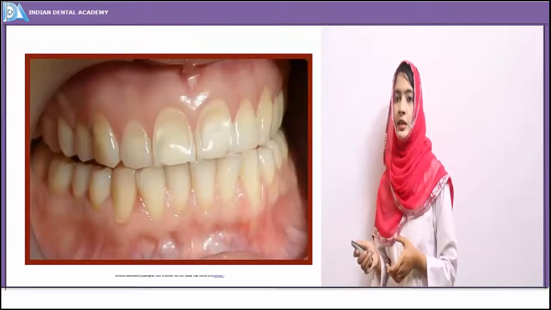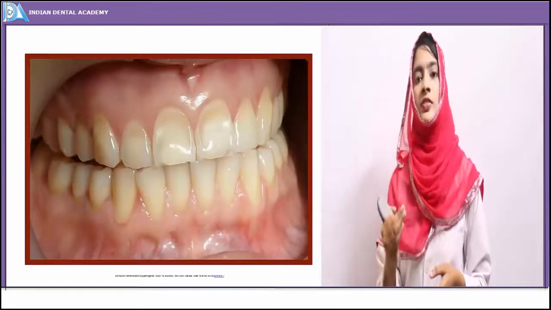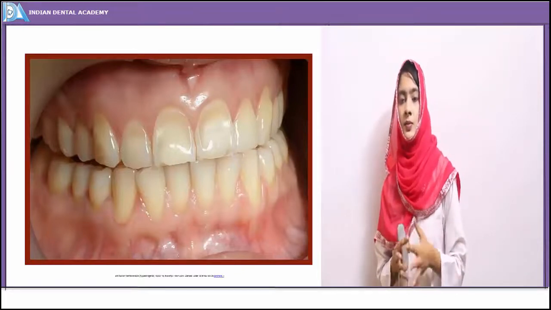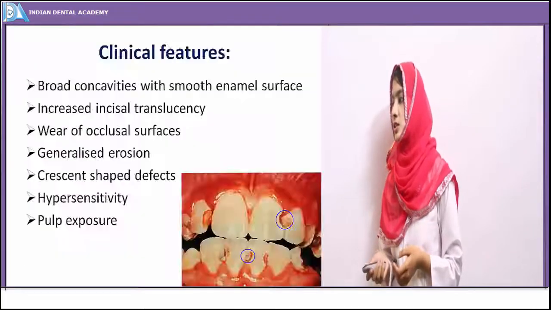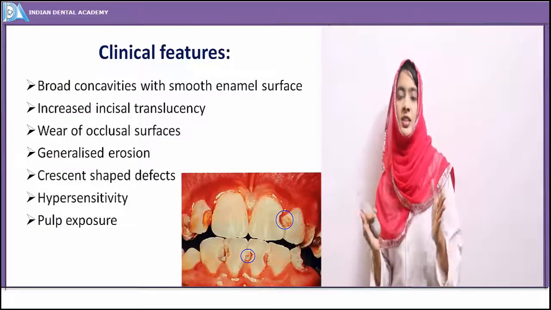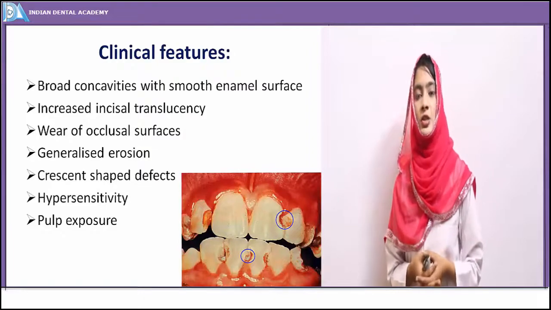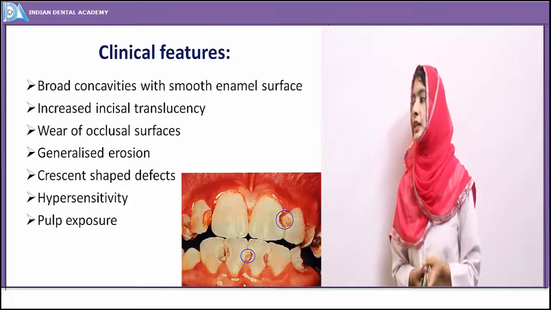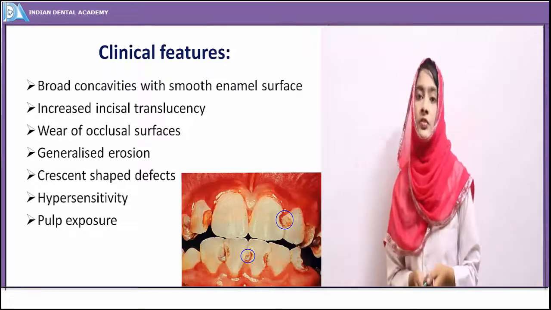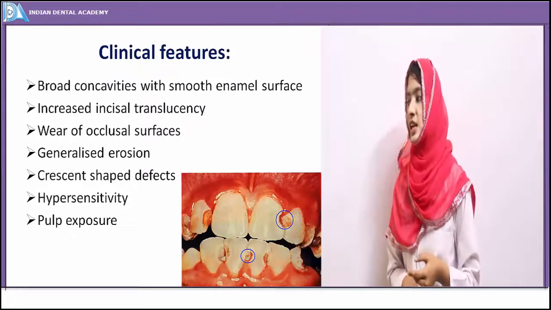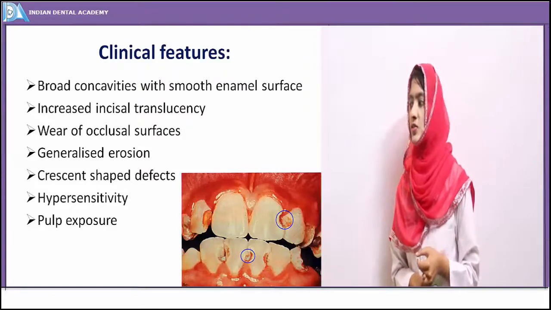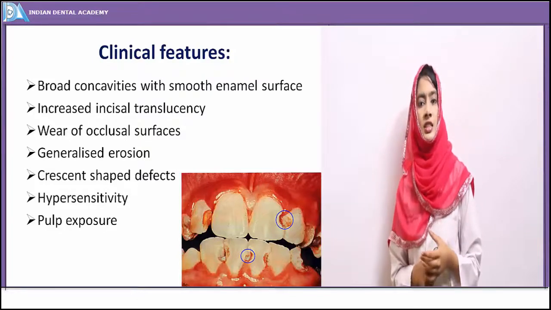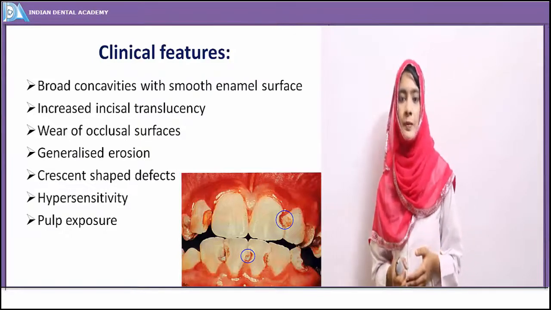Here in the clinical picture, you can see there is loss of the enamel surface. Usually all of the buccal surfaces show this tooth surface loss. It is very broad in nature. The tooth surface loss covers most of the tooth surface buccally, and because of the loss of enamel surface, there is increased incisal translucency and wear of occlusal surfaces, and exposure of dentinal tubules to oral fluid leads to hypersensitivity and pulp exposure.